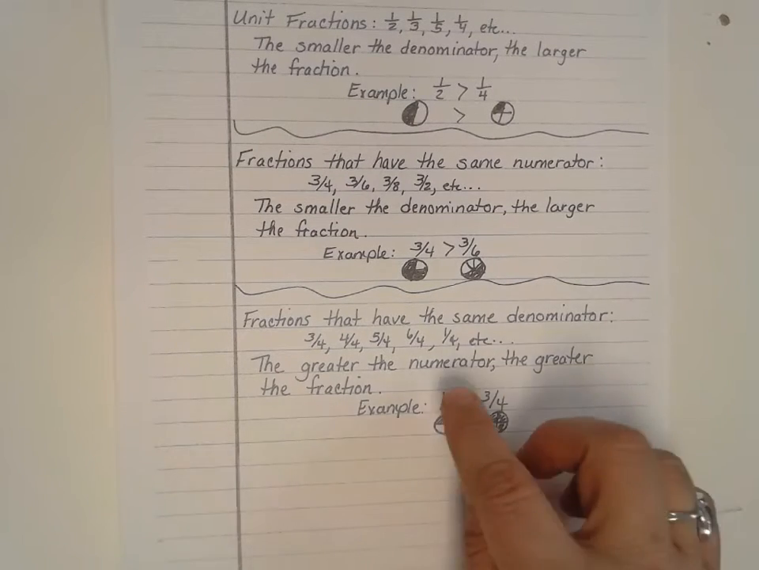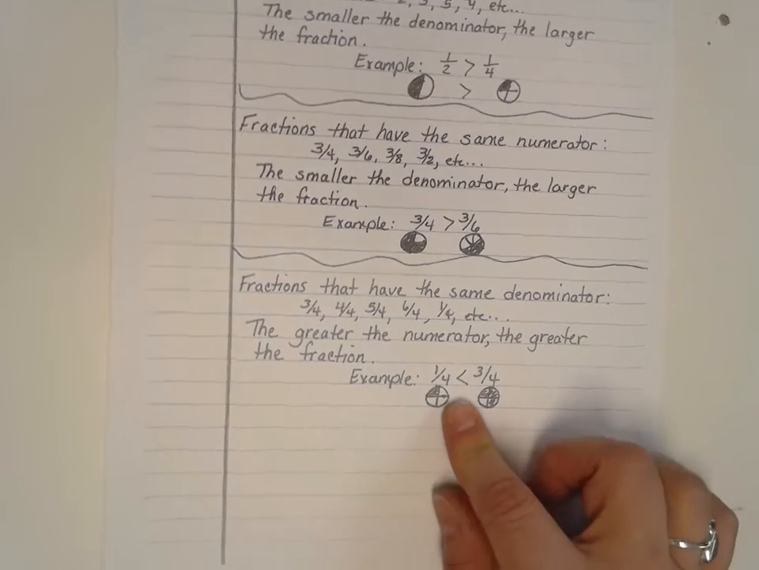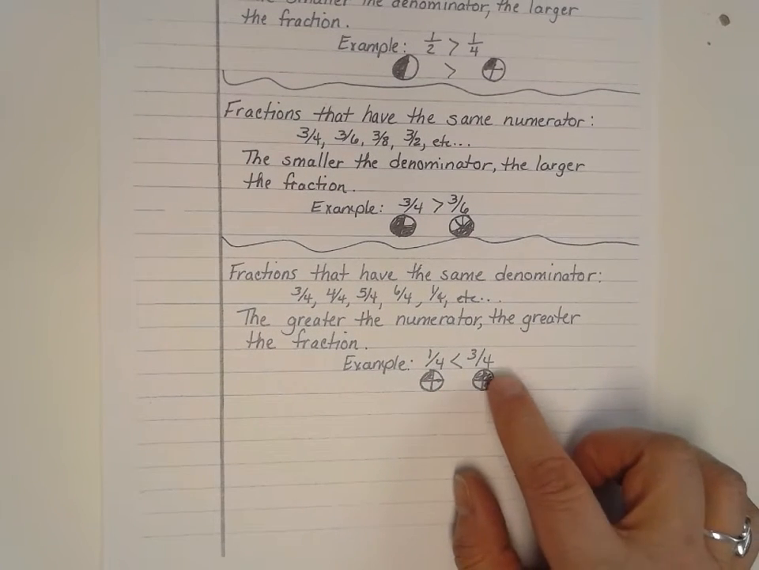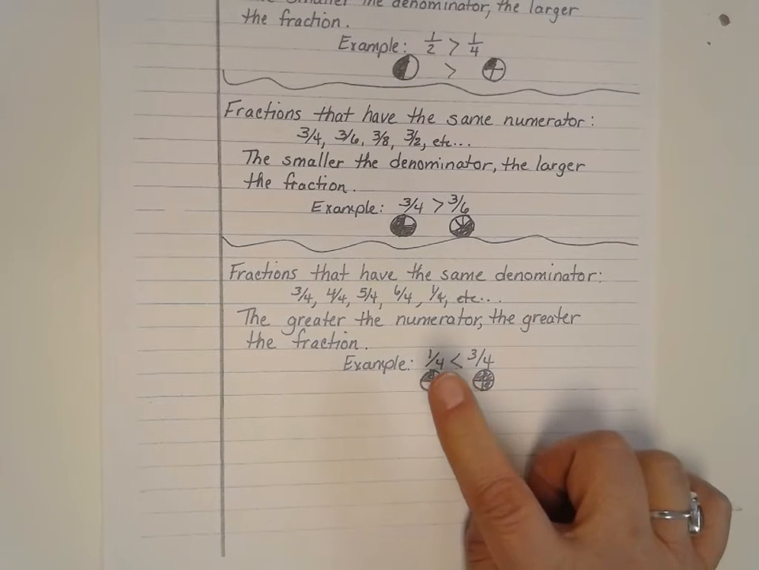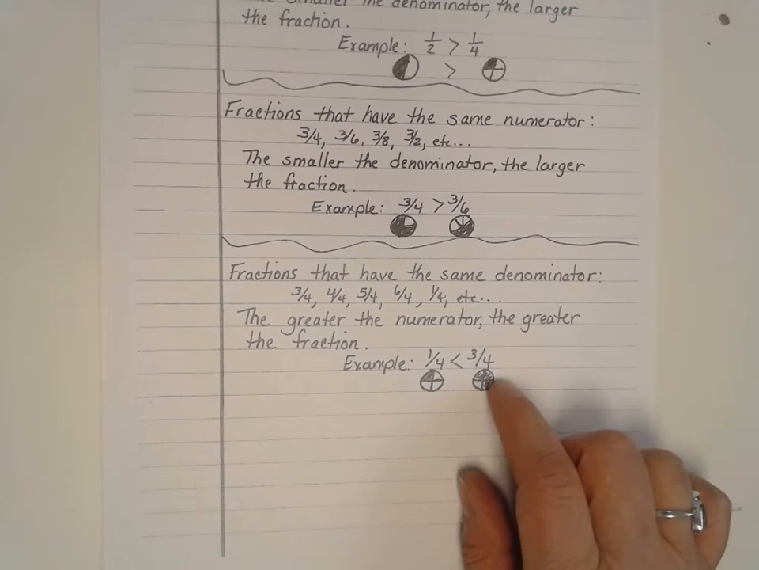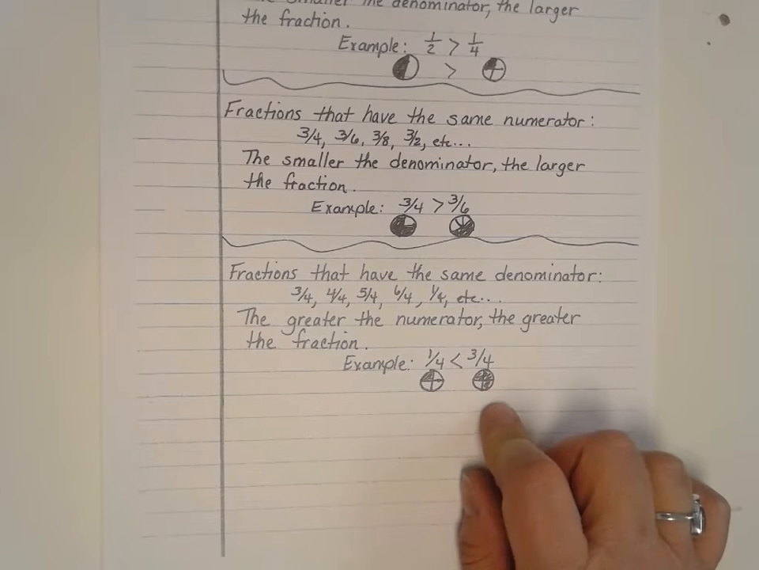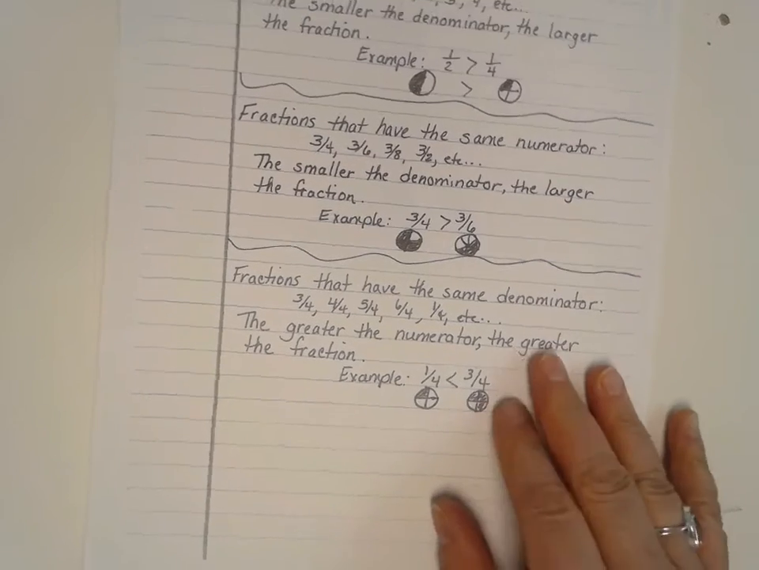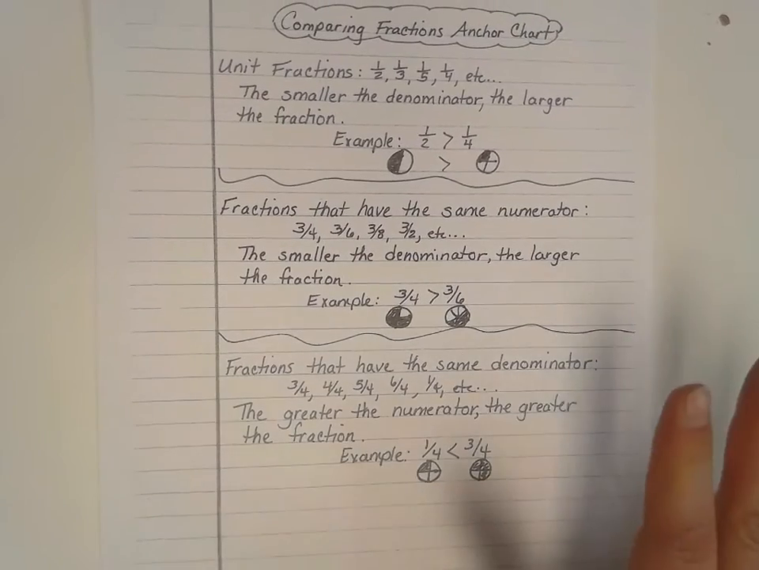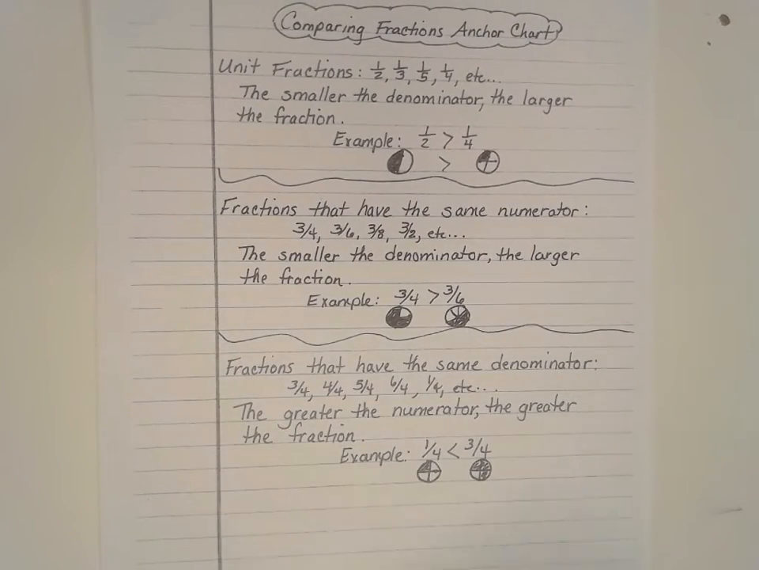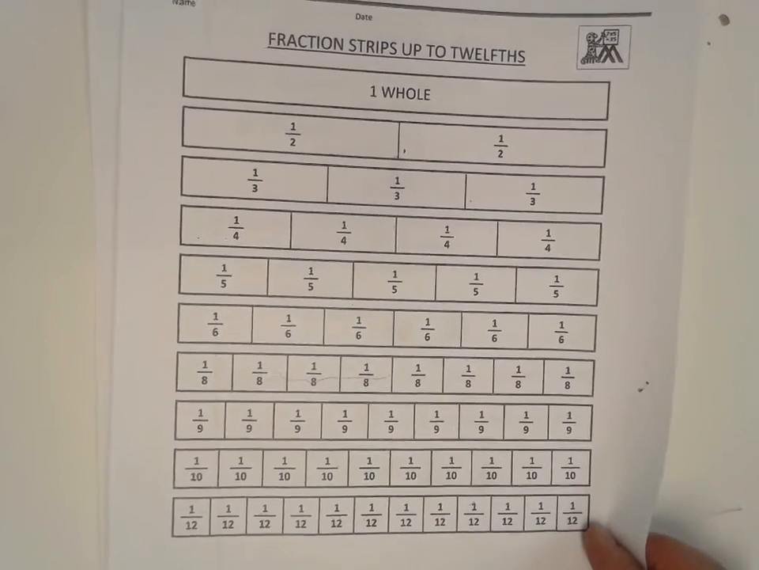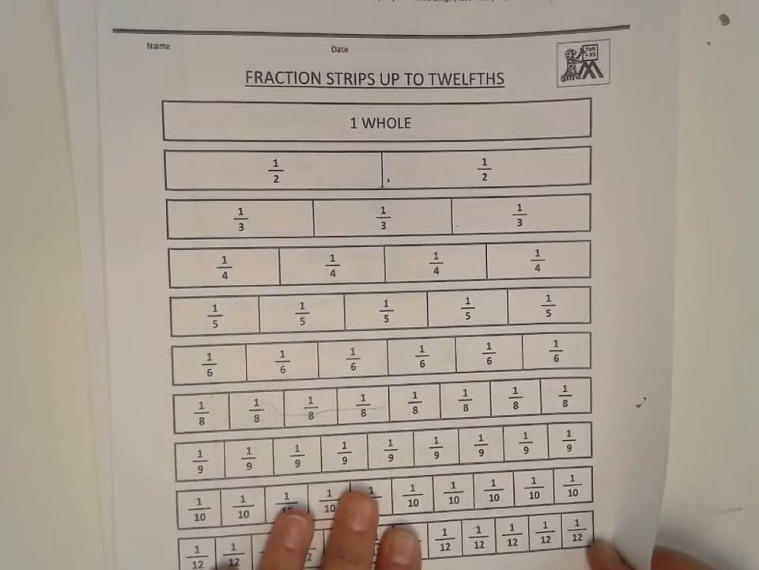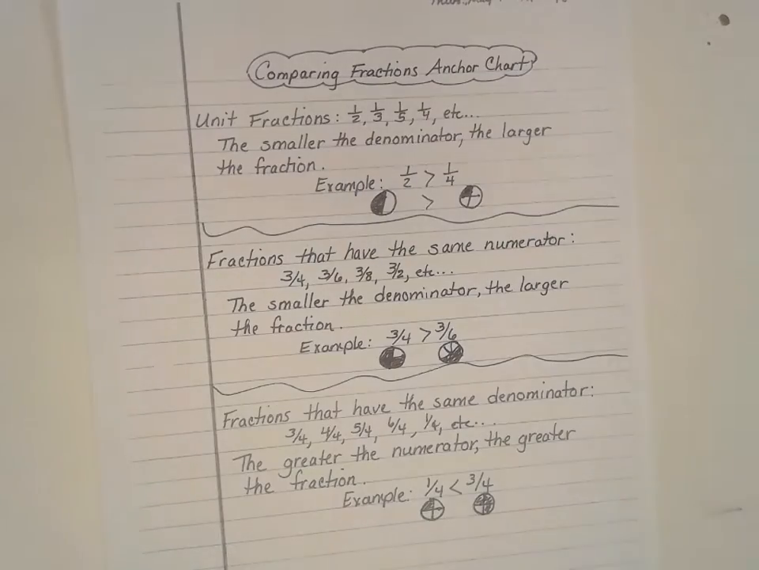So 1/4 is obviously going to be smaller than 3/4. The pieces of the pie are exactly the same size. So if you have 1 piece of the pie or 3 pieces of the pie, obviously 3/4 is going to be bigger than the 1/4. Keeping those 3 rules in mind and thinking about what it looks like on the fraction strips, you can always use the fraction strips and the number line to figure out which are bigger or smaller. So we're going to do some problems using those ideas in mind.